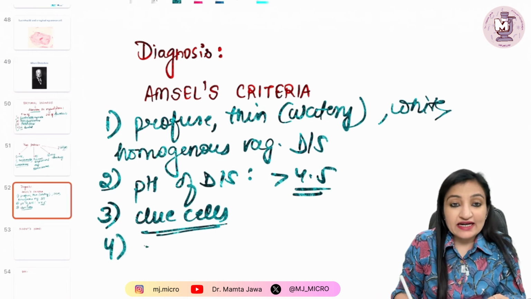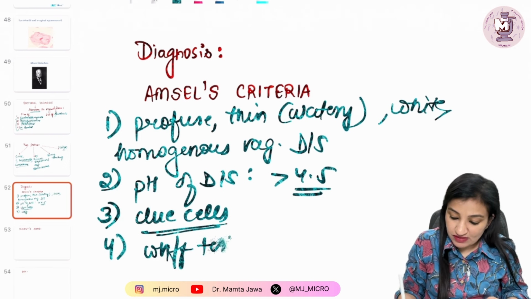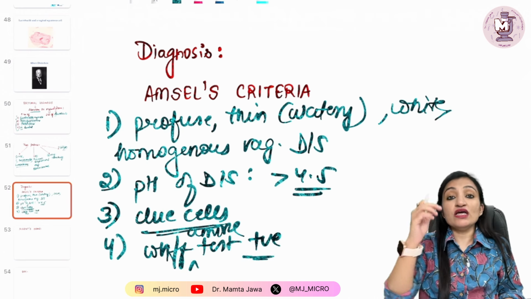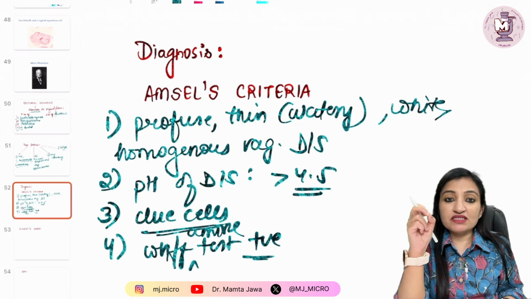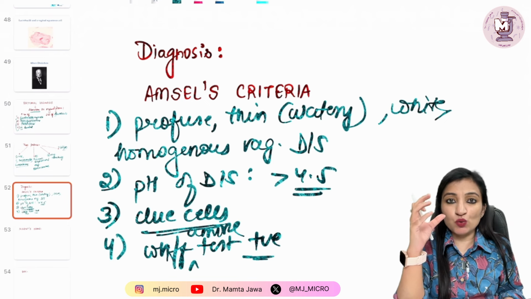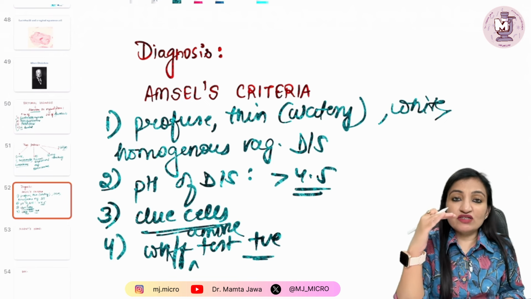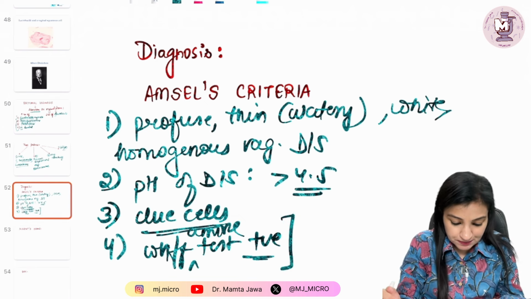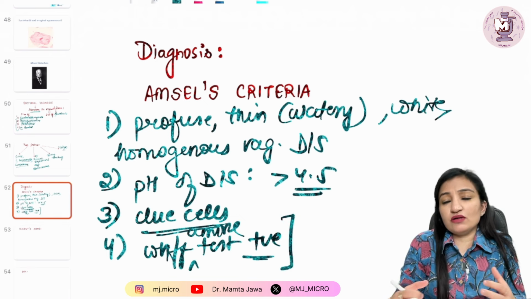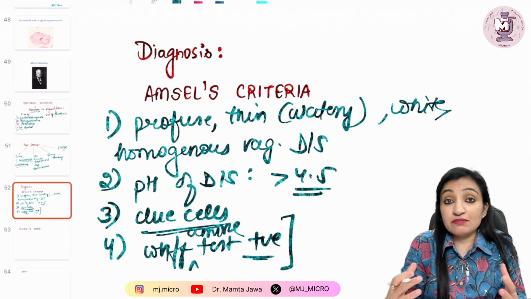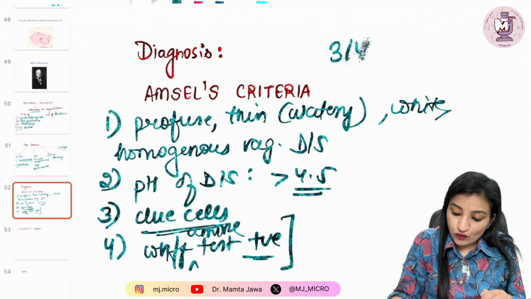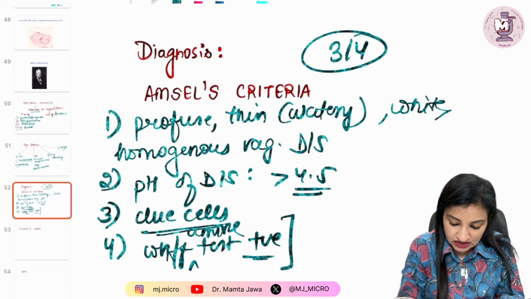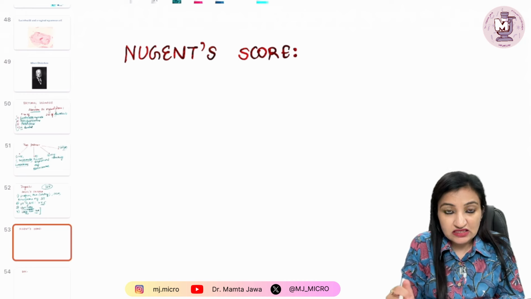Then the fourth criterion is the whiff test, a positive whiff amine test. Now, what is the whiff amine test? You take the vaginal discharge and mix it with 10% KOH. If you are able to appreciate a fishy odor, that is because of the amines. So if this odor is appreciated, we label this test as a positive whiff amine test. It is because of volatile amines like trimethylamine. If 3 out of 4 criteria are present, we can label that patient as having bacterial vaginosis. Then there is something called the Nugent score. A question on this has also recently come in NEET PG.